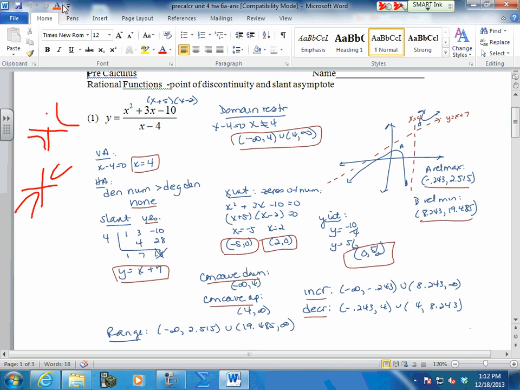We factored this, but we can't reduce anything. Today, we'll be able to reduce it and find a point of discontinuity, but I went through it one step at a time. So we followed your sheet. We said, okay, domain. The domain says, oh, I can't use a 4. Take it out of my domain. Then I got 2 vertical asymptotes.